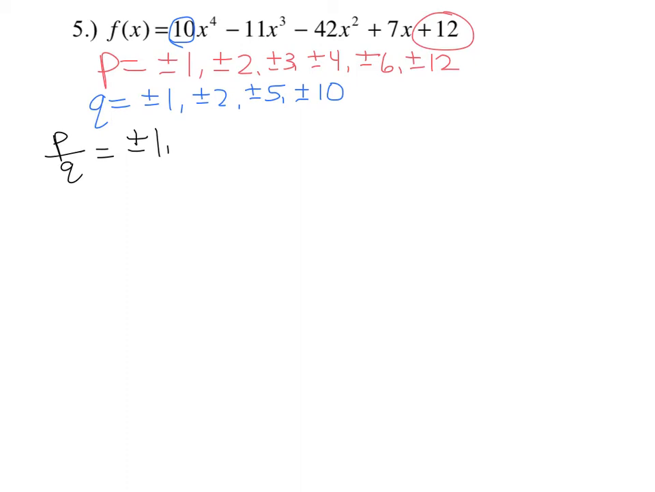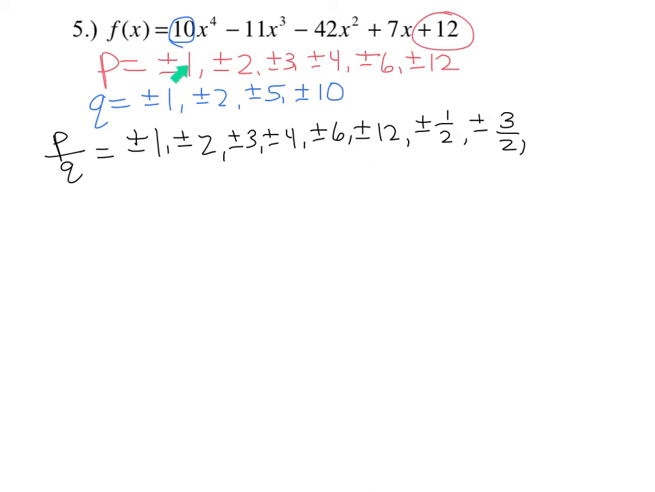Okay, well first I'll take all my p-values and divide them by plus or minus 1. So I'll get all of these. Then I'm going to have to take them each and divide them by 2. So 1 divided by 2 will give me a half. 2 divided by 2 gives me 1, which I already have. 3 divided by 2 gives me 3 halves. 4 divided by 2 is 2, which I already have. 6 divided by 2 is 3, which I already have. And 12 divided by 2 gives me 6, which I already have.